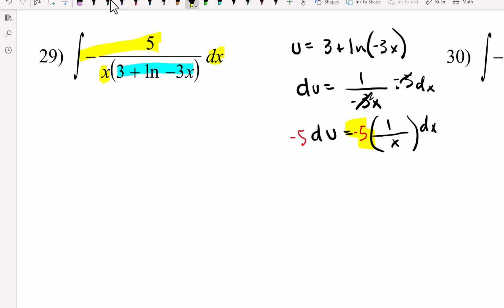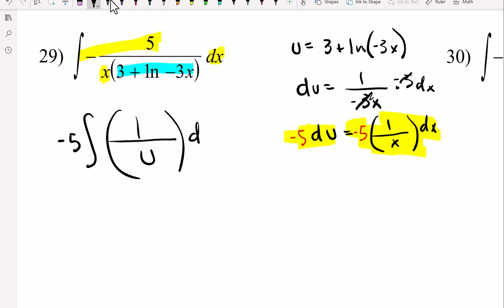all of that now will be taken care of by simply putting negative 5 to the left, rewriting this like this, and then this will be 1 over u du. See that? All of this stuff is taken care of. And then down below, since all of that cancels, we just have 1 over the u.